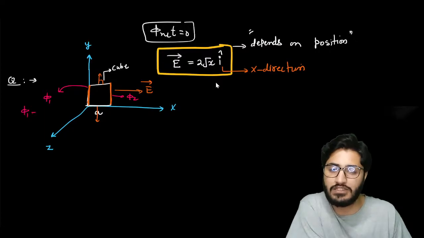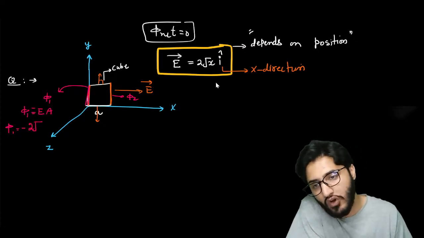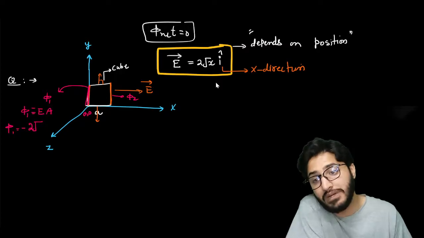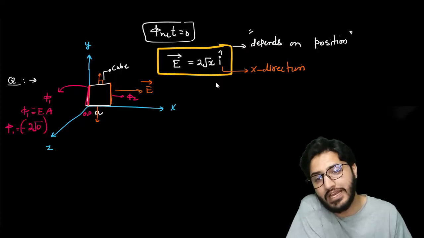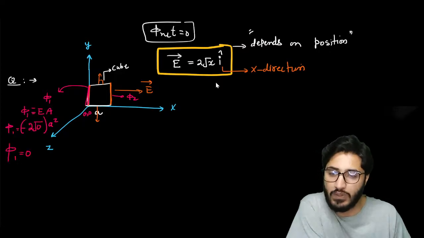Sir, phi1 is equal to electric field into area A. What is E? Sir, E is equal to 2 under root of X. What is X? I guess this is my origin, 0, 0. So I will place X as 0 into area. Area is what? It is A square. So my incoming flux will be 0.